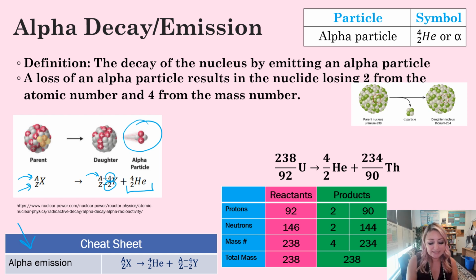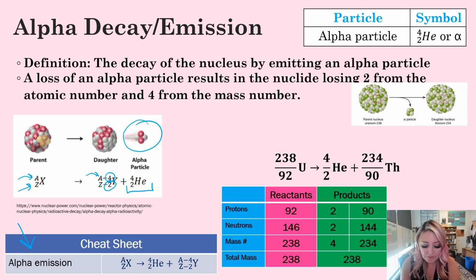And we're going to use that same format that I just showed you, where alpha emission starts with any old element, with any old mass, and any old atomic number. And it will split into an alpha particle and a new element with a new mass number and a new proton number. Notice that we see the helium written first and the helium written second. It doesn't matter, just make sure that it's included.